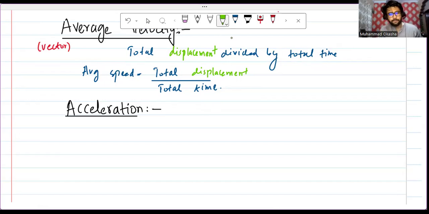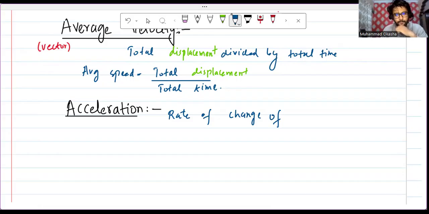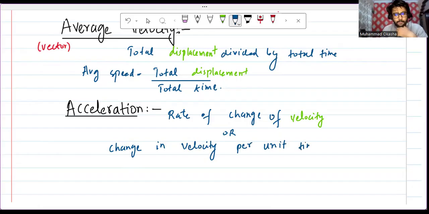Acceleration. Acceleration is the rate of change of velocity. So either speeding up or slowing down. Acceleration is the rate of change of velocity. Or you can also define acceleration as change in velocity per unit time. This can also work. And acceleration is a vector quantity.